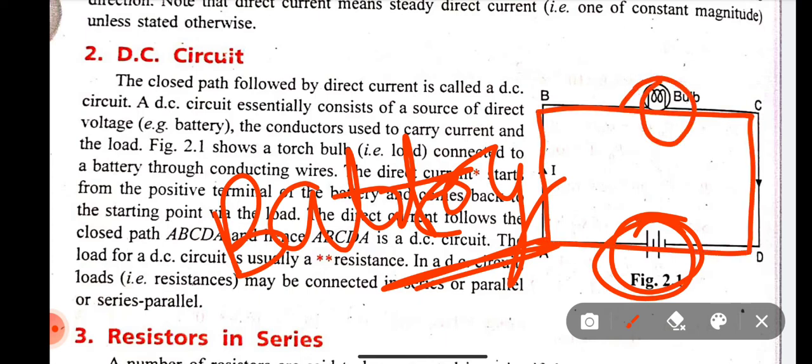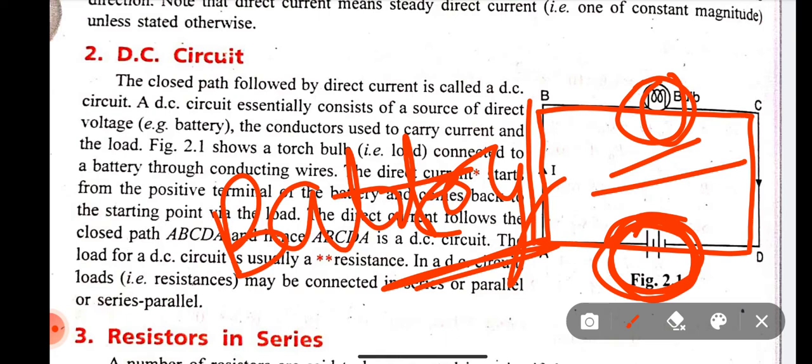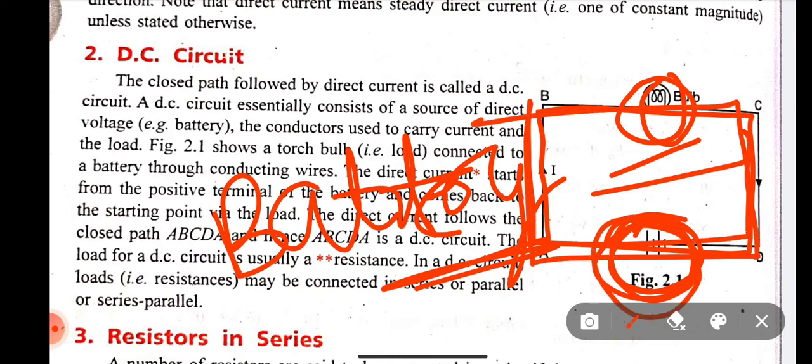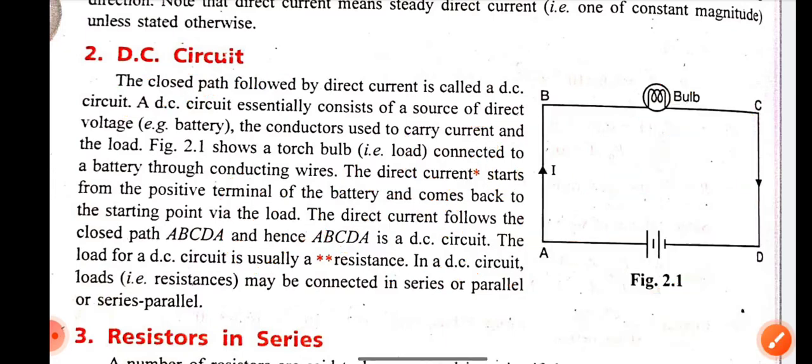So when we connect the bulb by applying a battery, this is a voltage, then the bulb will glow. Then this circuit is known as a DC circuit. But suppose here if we use an alternating current, then this is known as an AC circuit. So here we use a direct current, so this is known as a DC circuit.